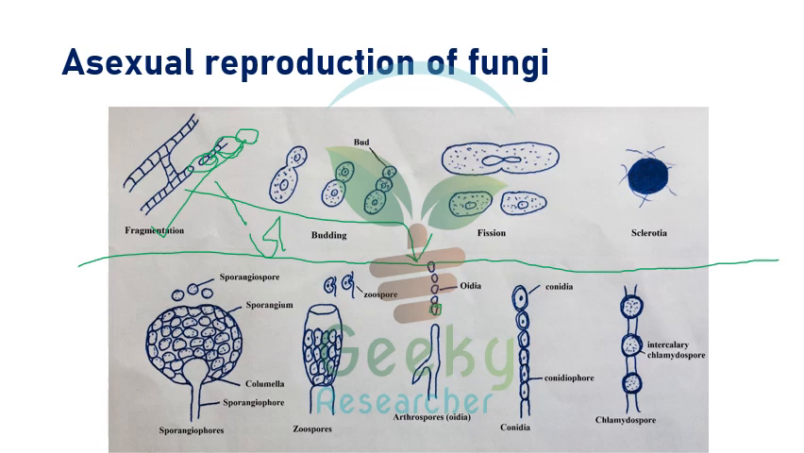The second one is budding, mostly seen in yeast. A small protrusion, imagine it is a yeast.